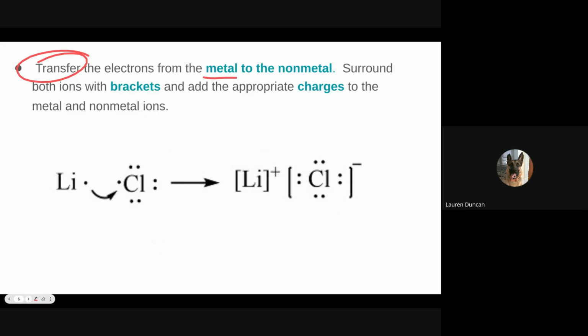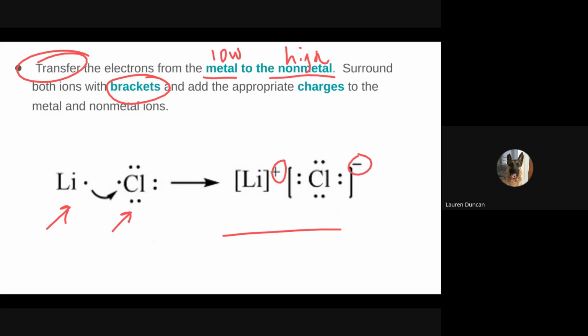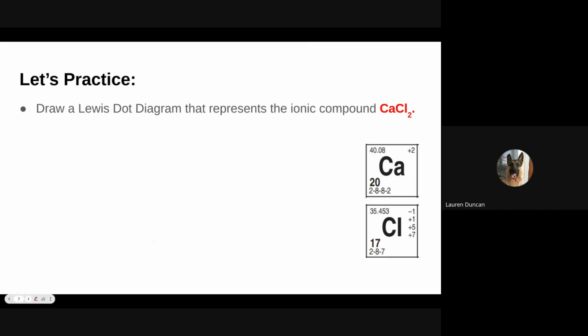The valence electrons from the metal to the nonmetal, or from the element with a low number of valence to an element with a higher number of valence electrons. Once you do that transfer, you've gone from neutral atoms to now charged ions. So make sure you surround each element symbol with brackets and put the appropriate charges. In this case, it was a +1 and a -1 in your diagram. Okay, all that's left to do now is let's practice. So we're going to go a little bit further here. We're going to move away from just 2 elements combining, or 2 atoms, I should say, combining up to 3 or more.